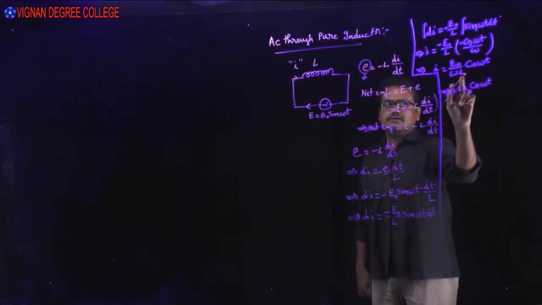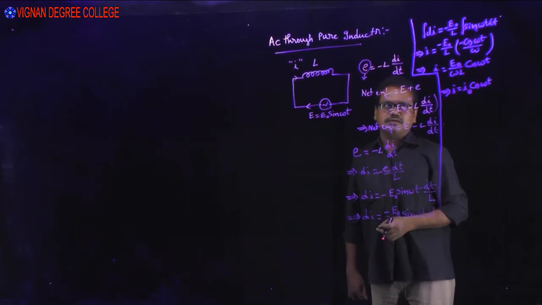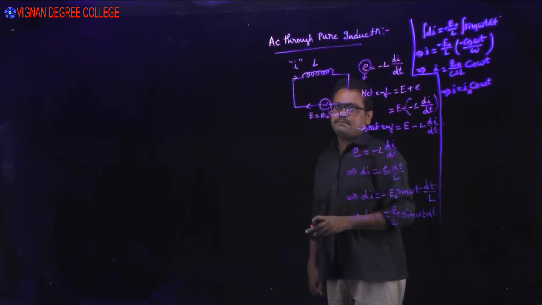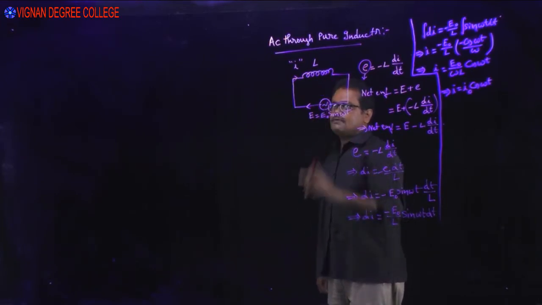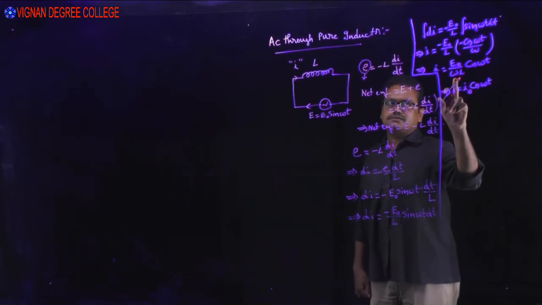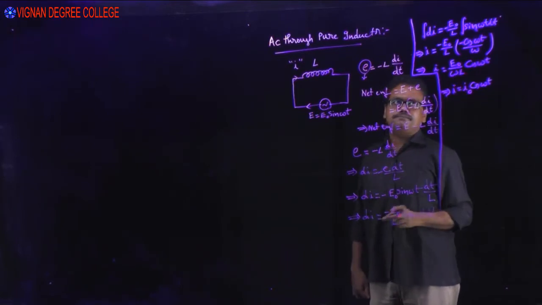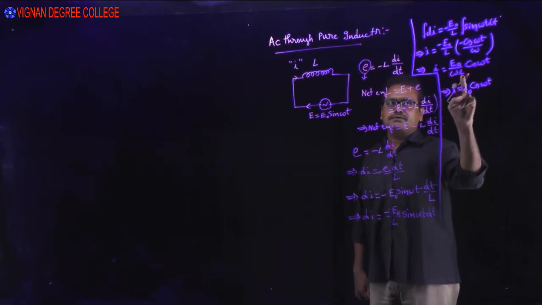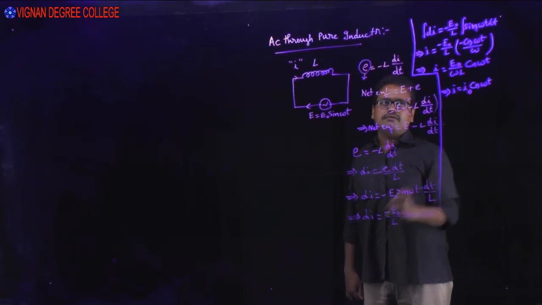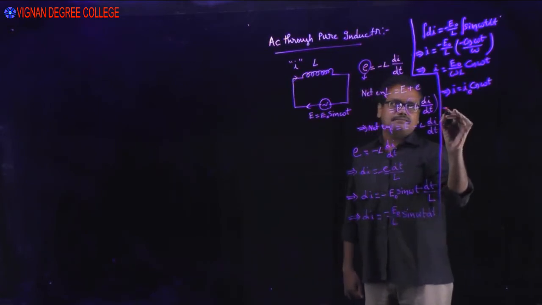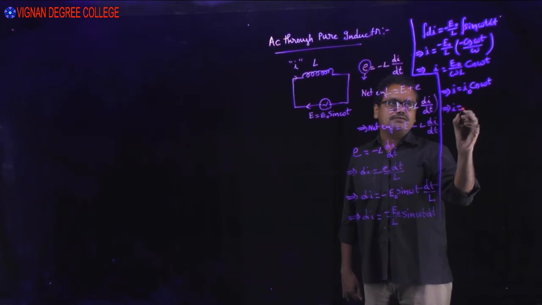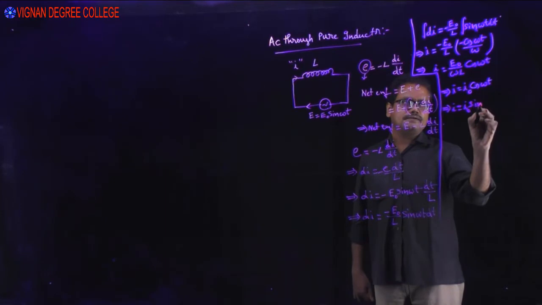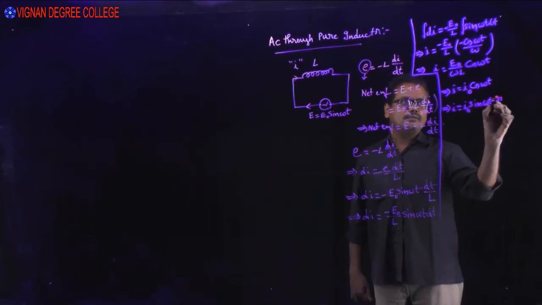Here omega L is called inductive reactance. The resistance offered by the inductor to oppose the flow of current is called inductive reactance, which is given by omega L. So peak value of EMF divided by inductive reactance gives peak value of current. That implies I is equal to I naught sin omega t minus pi by 2.